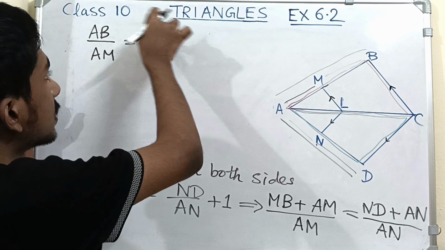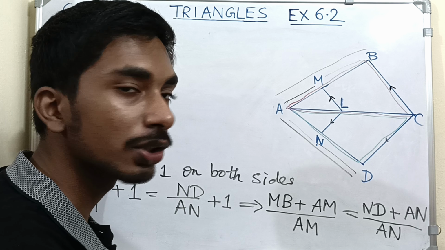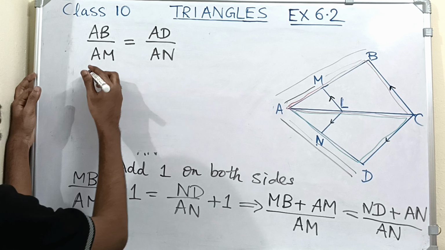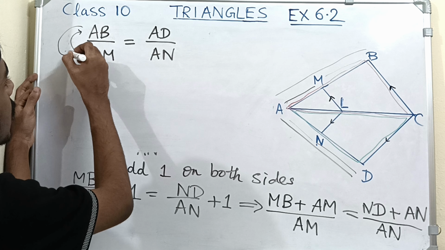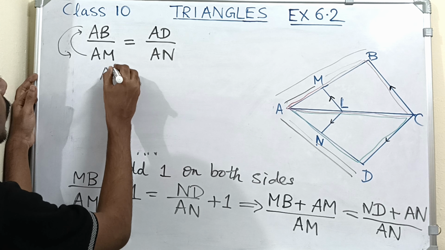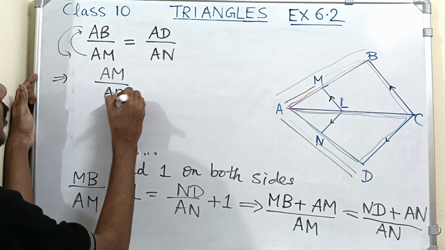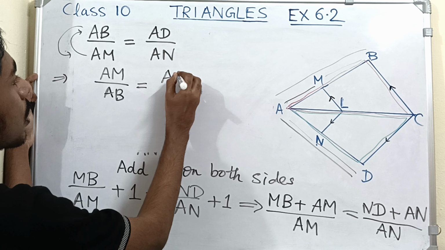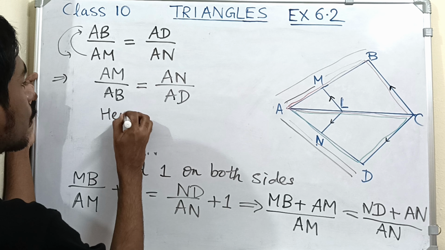Now if you reverse it, if you take the reciprocal, you will get what we had to prove in the question. So take the reciprocal, this denominator will come in numerator and this will come in the denominator. So this implies AM over AB is equal to AN over AD. So hence proved, we have proved it finally.